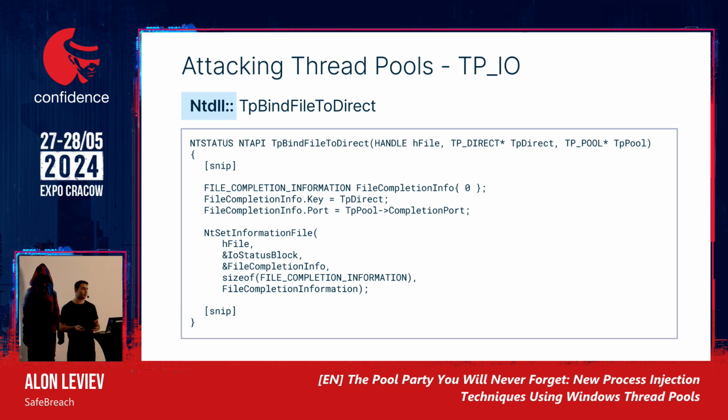The function responsible for associating the work item's file with the completion queue is the TP bind file to direct function. This function sets the file's completion queue to be the thread pool's completion queue, and then the completion key to be the direct structure. So it basically just does the setup.